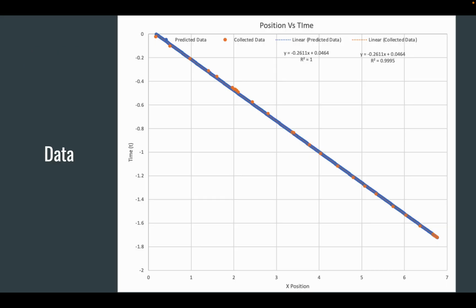This is the graph that we created, with the orange being the data we collected and the blue being the data that we predicted, the positions that we projected at each point in time based off the average velocity of the collected data. As you can see, with the two slopes right there underneath the predicted data and collected data, the slopes are the same, and the collected data has a slightly smaller r-squared value because it is not as perfect as predicted data would be because of small human errors that I'll discuss in a minute.